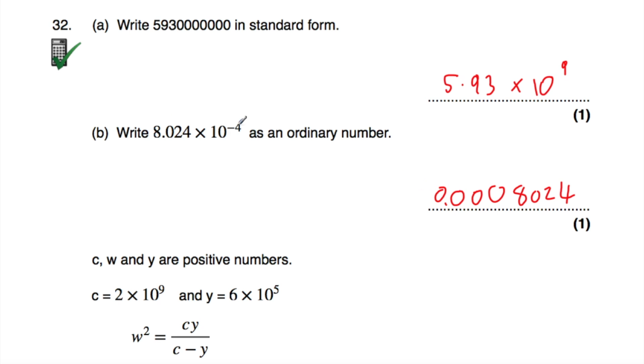Or alternatively, because the power is a negative 4, you know it's going to be a small number, so those digits are going to move 4 columns to the right. So the 8 would move into the tenths, then into the hundredths, then into the thousandths, then into the 10,000ths. That's there. And then 0, 2, 4. And that's it. Okay, and then let's carry on.